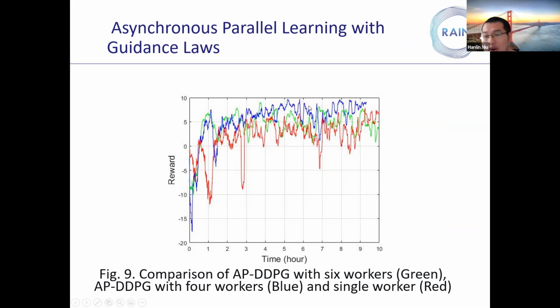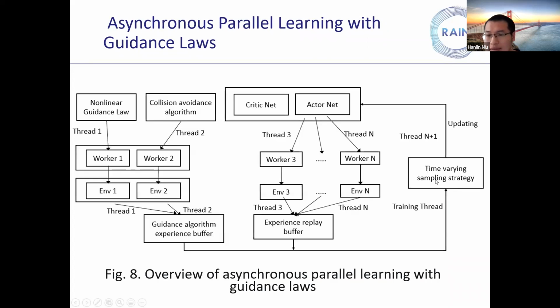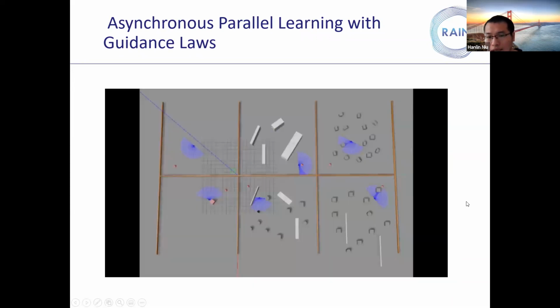So after a few hours, that's also the ongoing work: I need to improve my sampling strategy to make it learn from the nonlinear guidance law in the early stage, and then later on abandon this data. So yeah, that's still one ongoing task. And so there are different ways. There are 2 ways of doing asynchronous parallel learning.